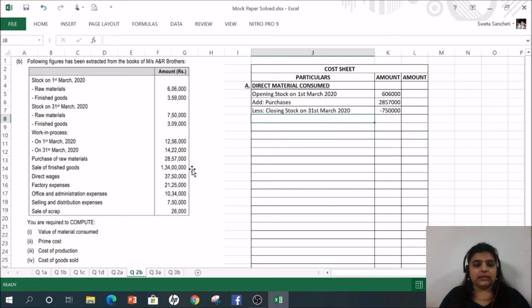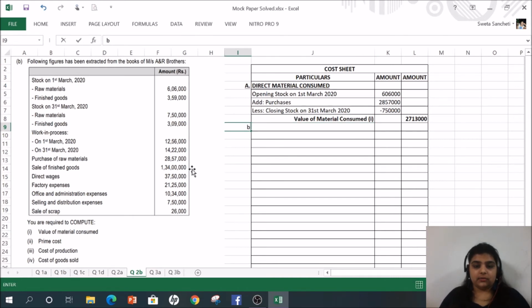So what we get is the value of material consumed. In bracket I would write here 1, that means this is the answer for part 1. So this would be a total of these three, 27,13,000. Next, what do we do after this?